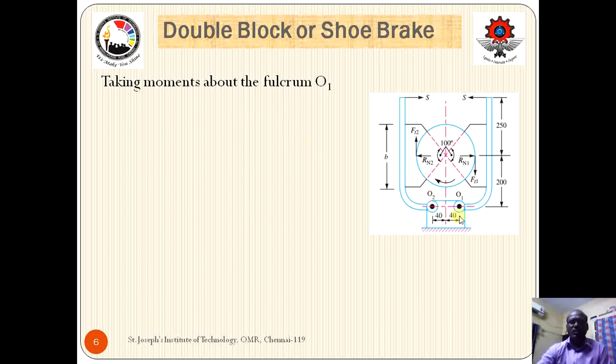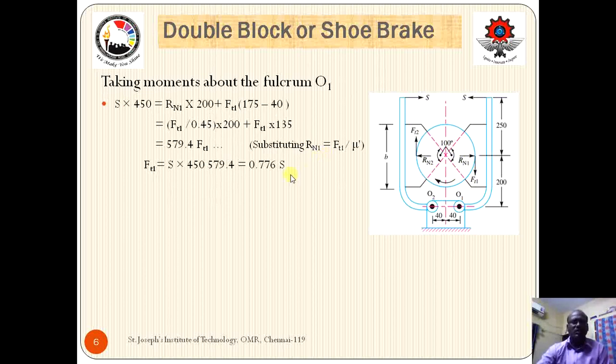Fulcrum O1: S1 is acting in this direction, that is anti-clockwise, and this R1 opposes S, and this Ft1 is acting towards the direction of the rotation of the drum. So you write the equation like this: S into 450, anti-clockwise. This R1 opposes at a distance of 200 from the fulcrum, so R1 into 200, and Ft is acting towards the direction of the drum, and I want to know this distance from the fulcrum.